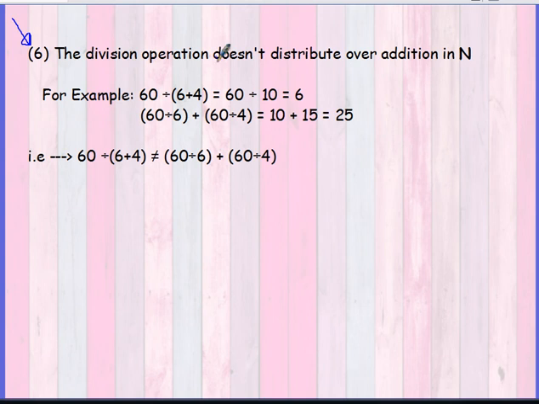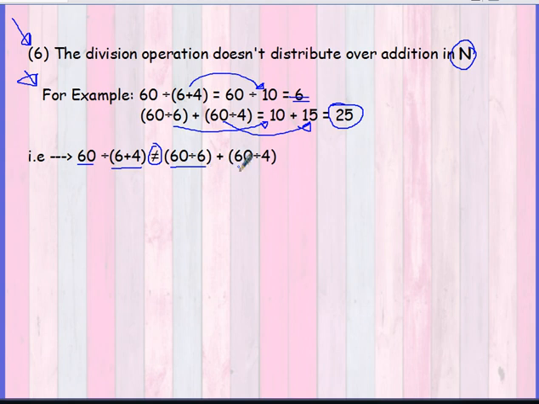Number 6. The division operation doesn't distribute over addition in N. For example, 60 divided by (6 plus 4) equals 60 divided by 10 equals 6. 60 divided by 6 plus 60 divided by 4 equals 10 plus 15 equals 25, which means 60 divided by (6 plus 4) doesn't equal 60 divided by 6 plus 60 divided by 4.